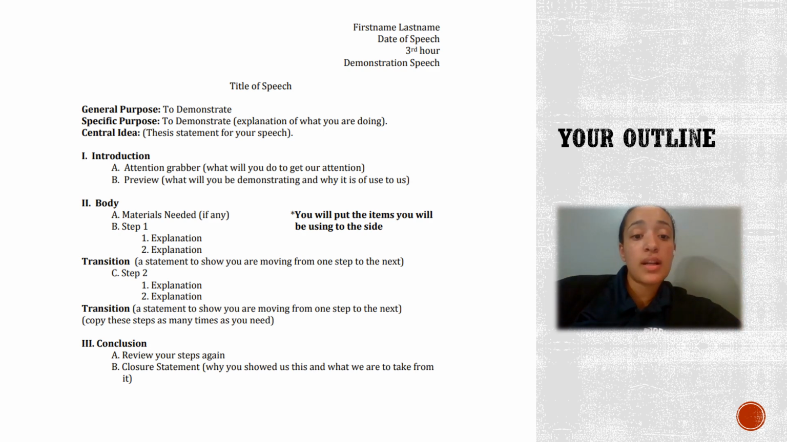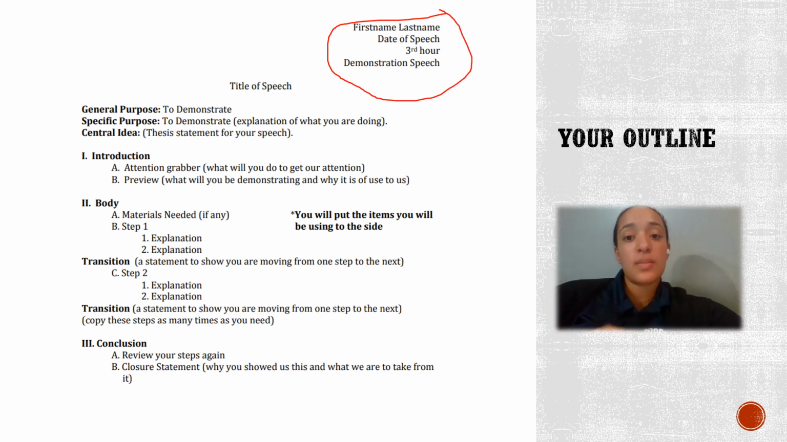So this right here is going to be our actual outline, right? First, I have in the right-hand corner, last name, first name, last name. So that's going to be Justice Lusk. Date of the speech is when the speech is due, right? And then after that, where it says third hour, that's not what we're going to put. We're going to put what campus you're on.